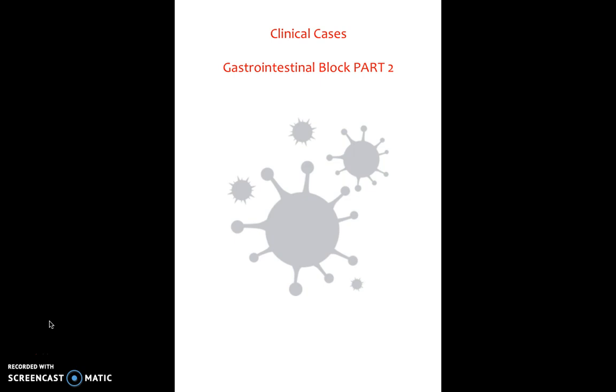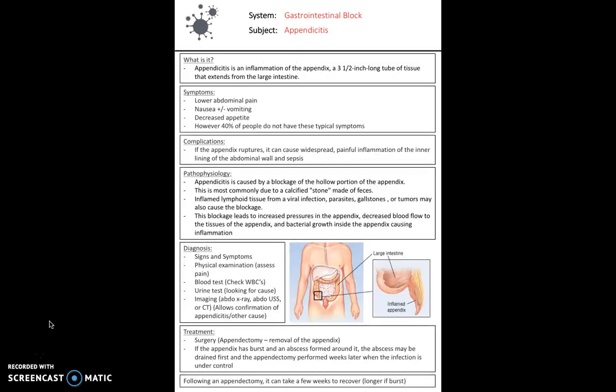So first of all, let's have a look at appendicitis. So appendicitis, again, as we previously discussed in the last video, you've got itis at the end, which refers to inflammation. So this is inflammation of the appendix, which is a 3.5 inch long tube of tissue that extends down from the large intestine on that right hand side. In terms of symptoms, it causes lower abdominal pain, nausea, which can be with or without vomiting, a decreased appetite. But what's problematic in appendicitis is 40% of people don't have these typical symptoms.